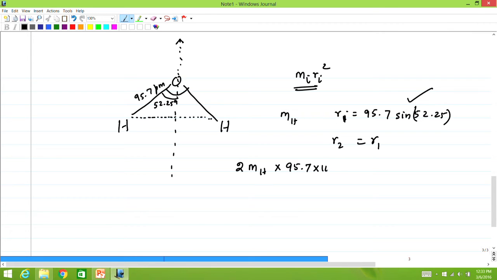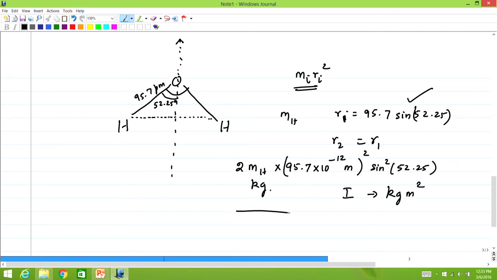95.7 into 10 raised to minus 12 meter square times sine square 52.25, and this is in kilograms that you have to use. Therefore, you will have the moment of inertia I in terms of kilogram meter square. I think the numbers can be calculated by you, so let me not write that here. Okay. Let us go to the next problem.